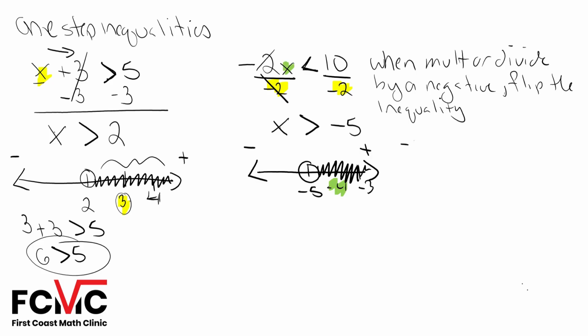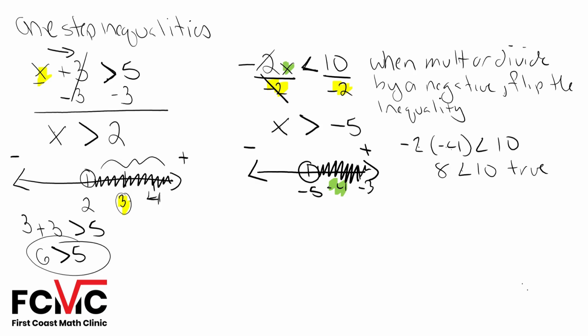I'll do that off to the side. So negative 2 times negative 4 is less than 10. Negative 2 times negative 4, when we multiply a negative times a negative, we're going to get a positive. So we get 8 is less than 10, which is a true statement, so our solution checks.